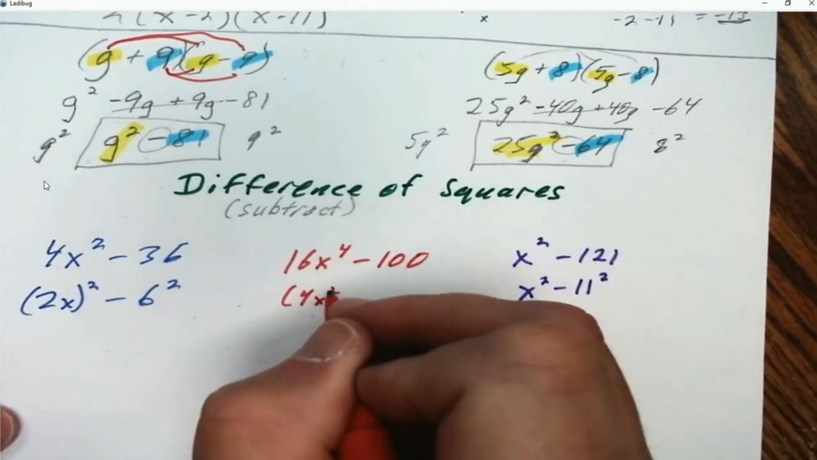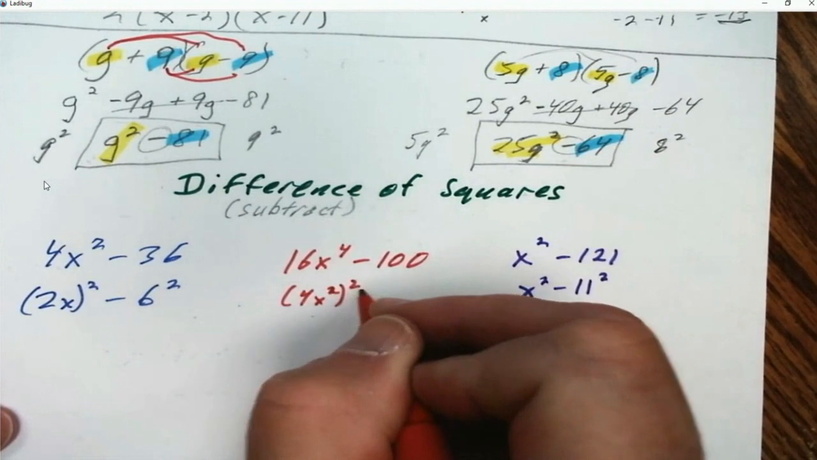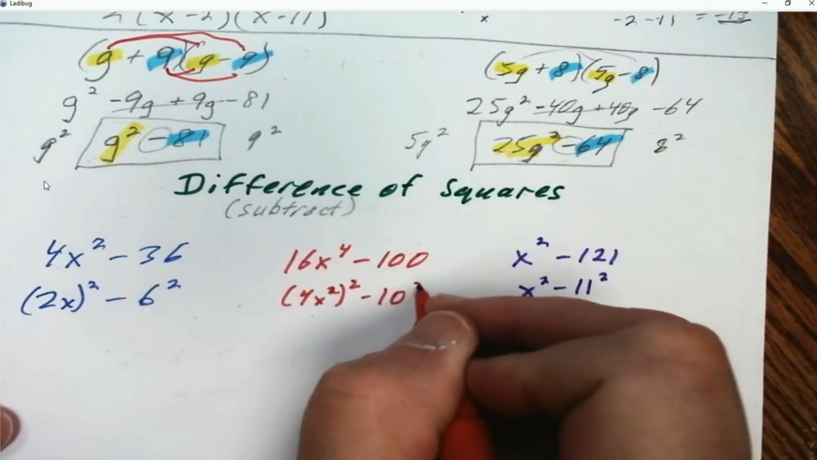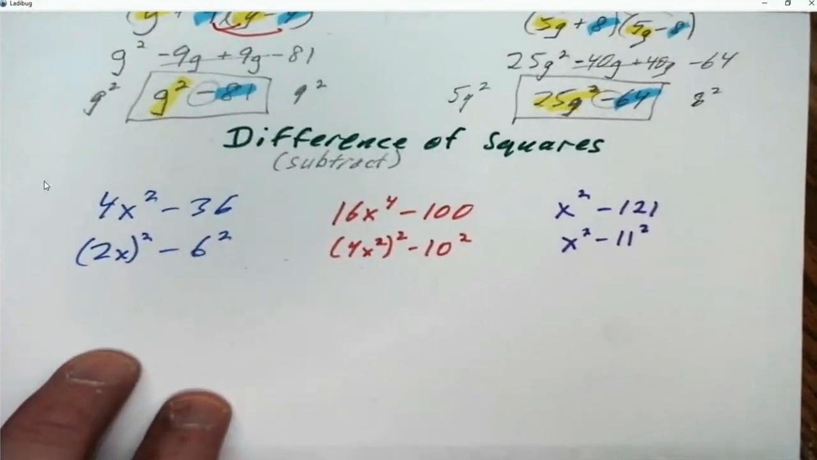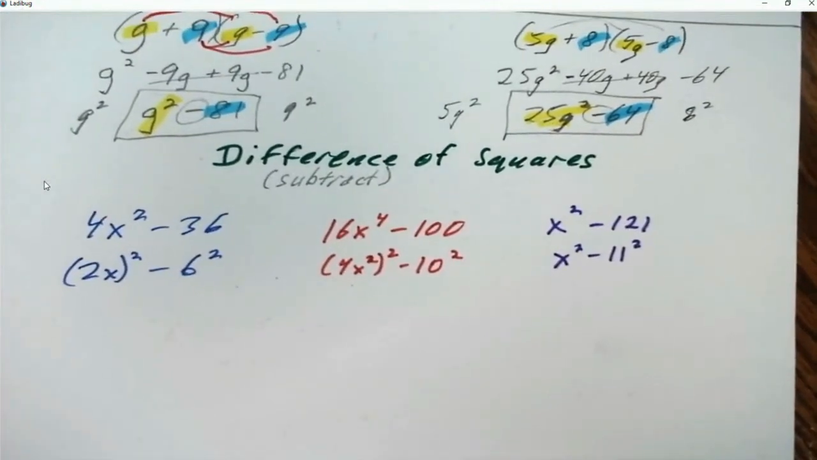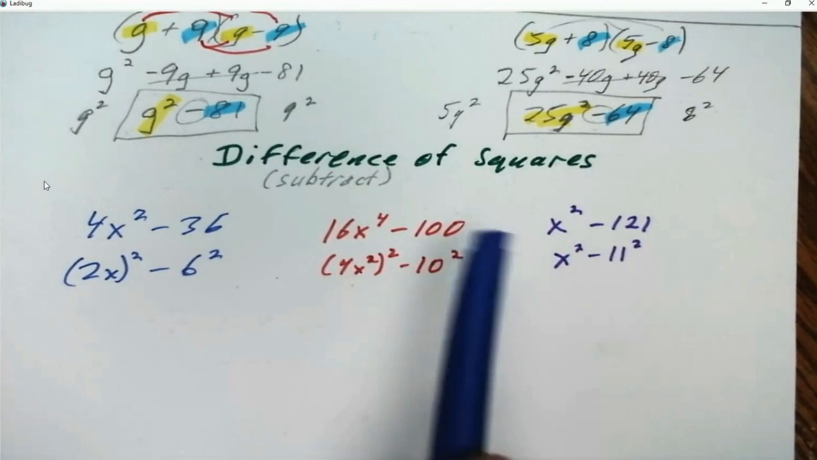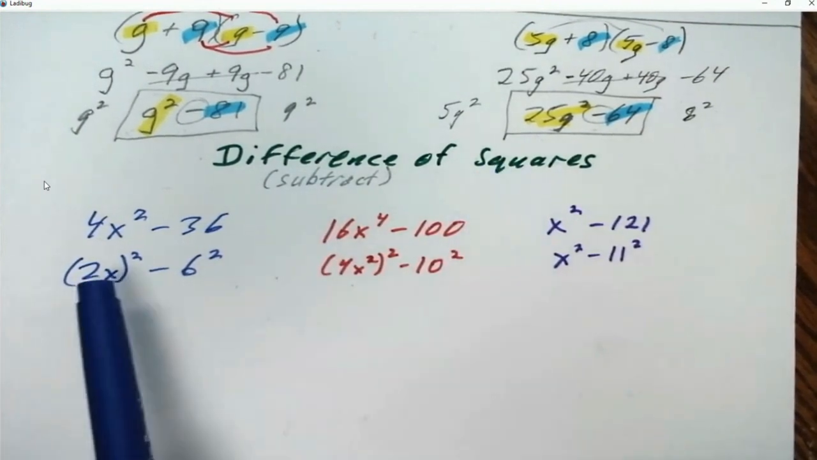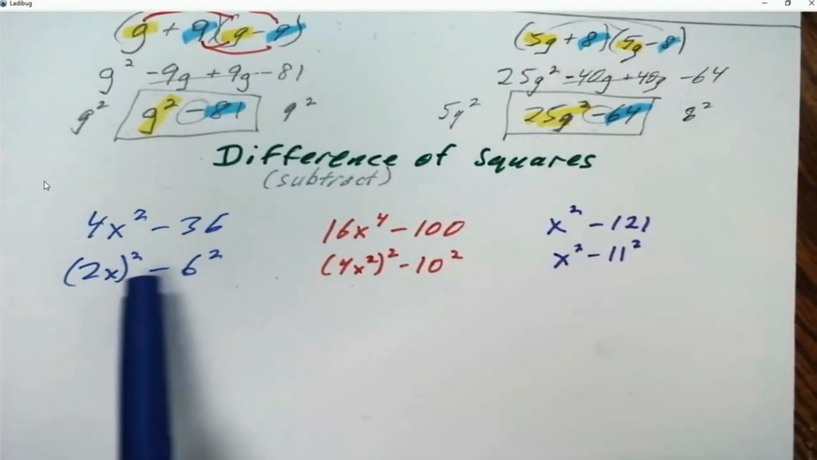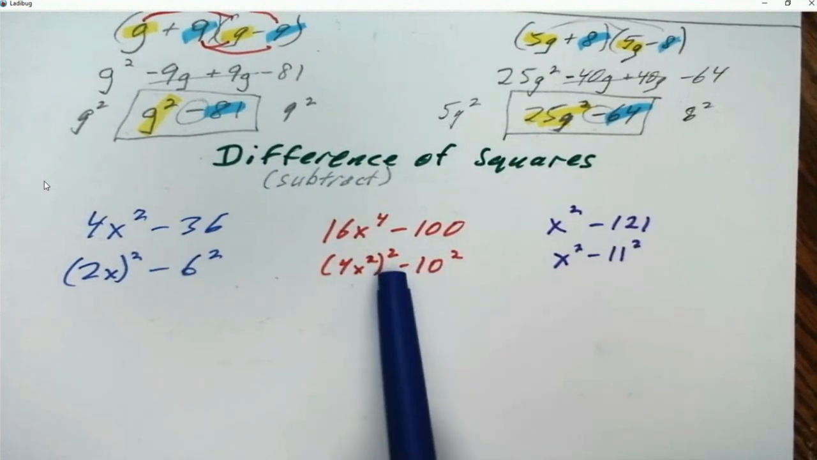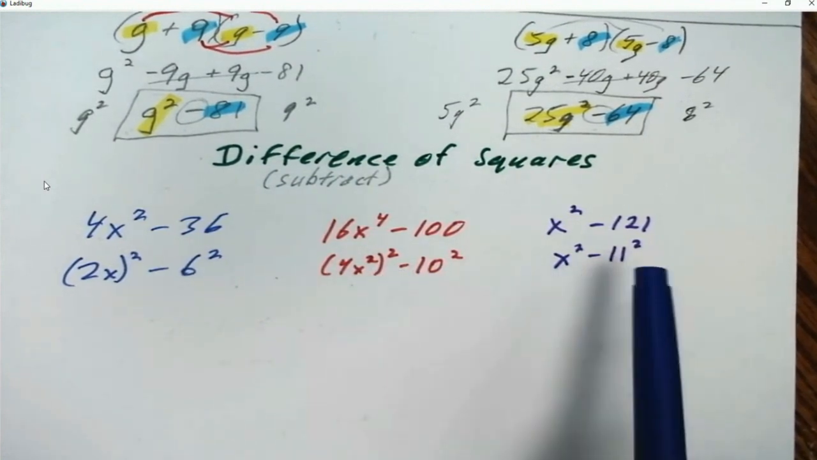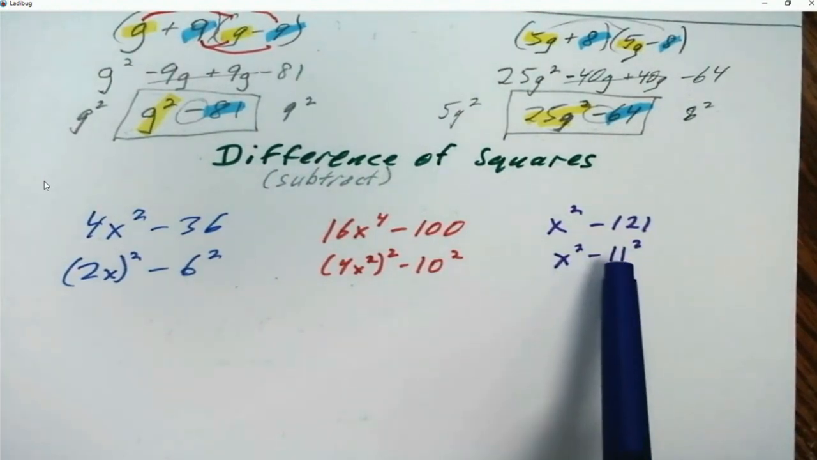4x squared minus 10 squared. These are all the difference of squares. This is a square, this is a square, and I'm finding the difference when I subtract them.